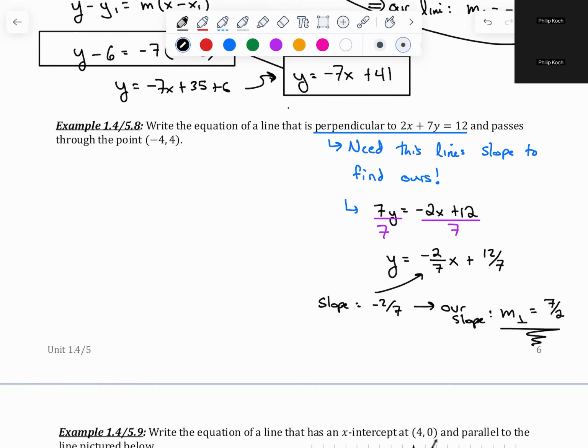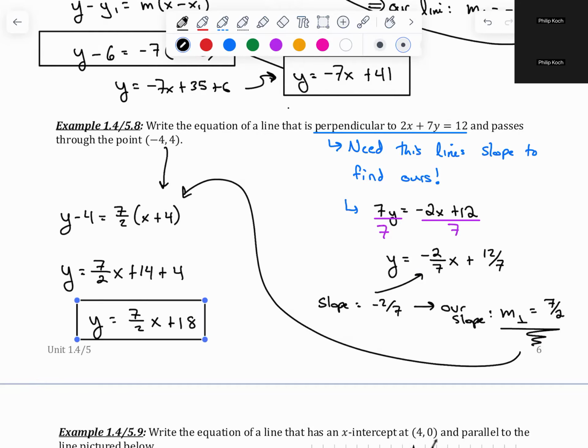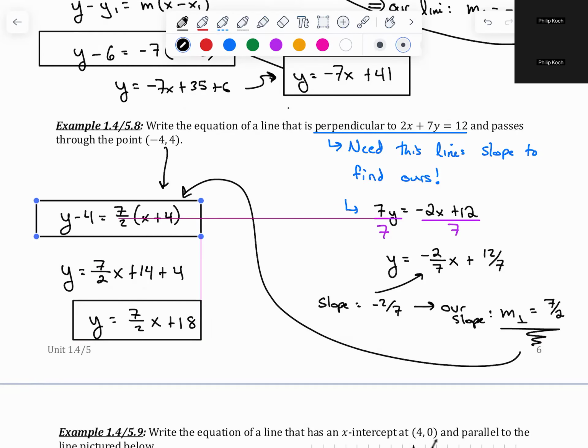And we already have the point. So we get y minus 4 is equal to m, which is 7/2, times x plus 4, because it's x minus x sub 1, so it'll be minus -4 in the formula. We can leave it like that, or we can simplify it and get y equals 7/2 x plus 14 plus 4, which gives us y equals 7/2 x plus 18. Either way is fine.